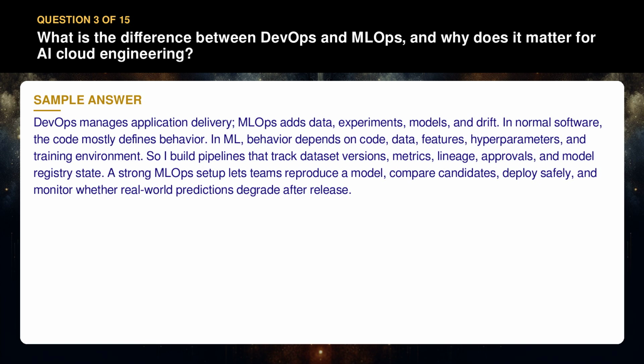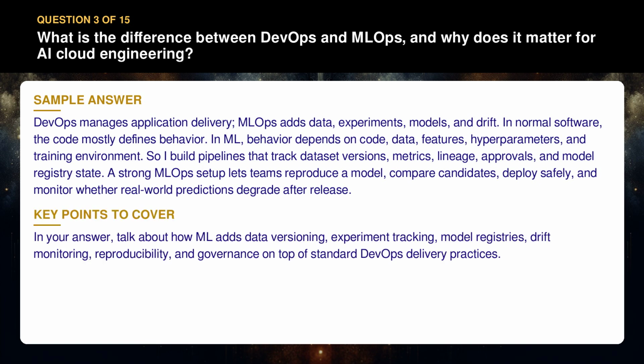A strong MLOps setup lets teams reproduce a model, compare candidates, deploy safely, and monitor whether real-world predictions degrade after release. In your answer, talk about how ML adds data versioning, experiment tracking, model registries, drift monitoring, reproducibility, and governance on top of standard DevOps delivery practices.